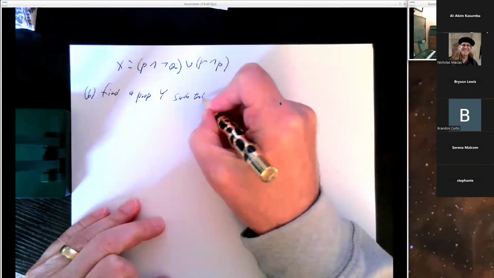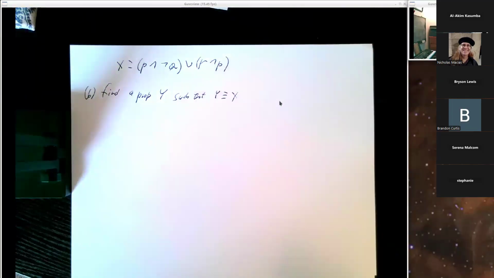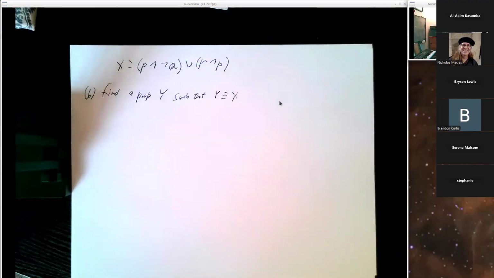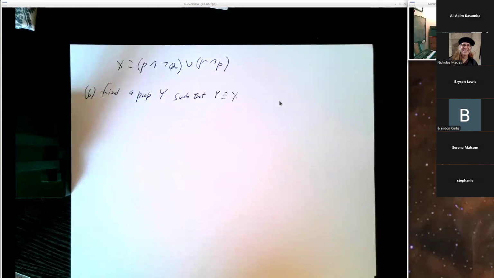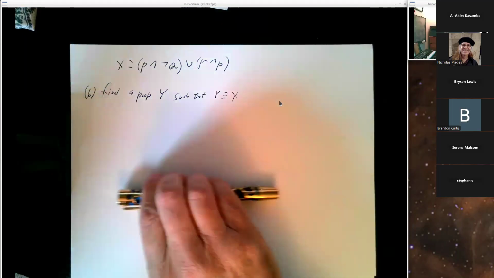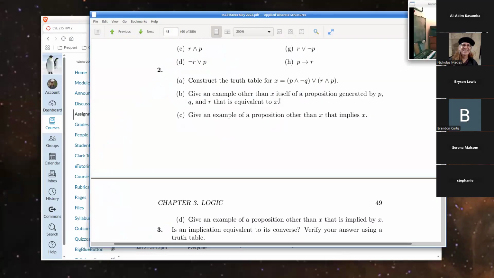such that Y is logically equivalent to X. All right, but don't just say X. We know X is equivalent to X. Technically, that would be an answer, but I want a proposition different from X, but logically equivalent. So do something to X to change it into a different proposition that has the same truth value in all cases.